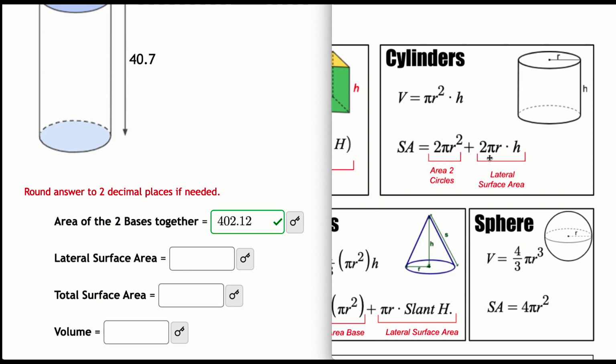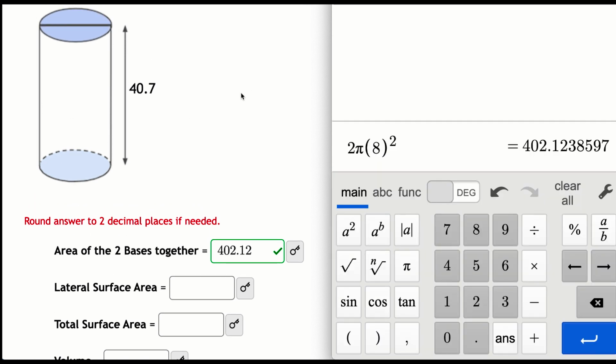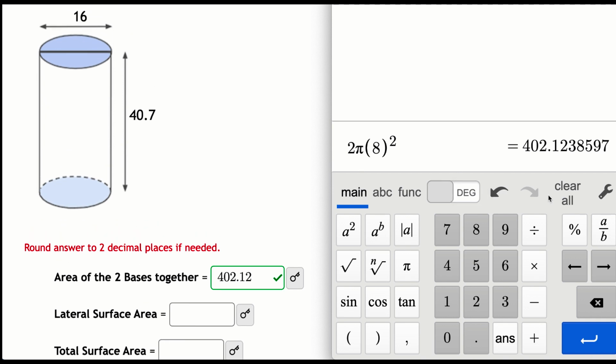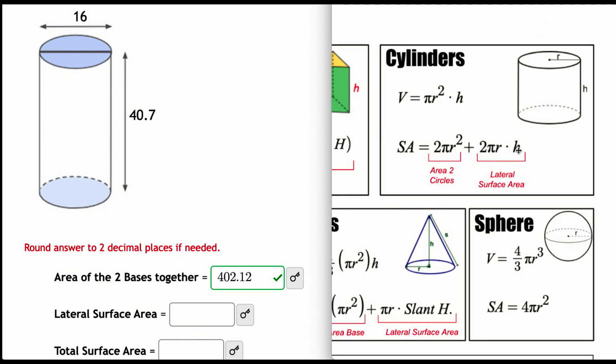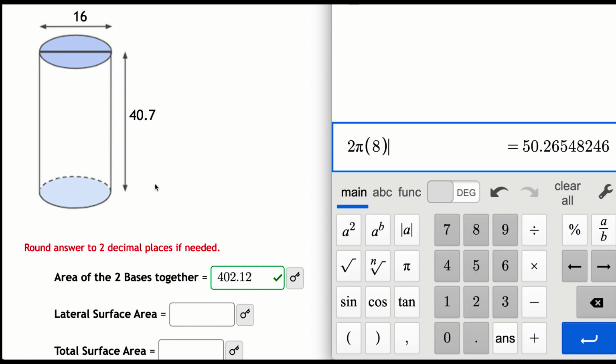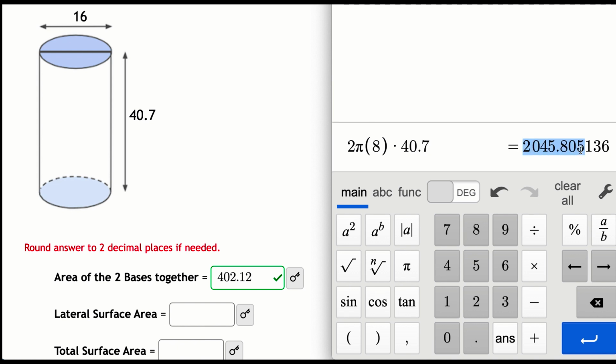When it asks for the lateral surface area, we're going to use this part of the formula, where you just do 2 pi r times the h. So let's do that right now on the calculator. 2 pi r times h. Let me clear that out. I'll go 2 pi r, so 2, and hit pi r. My radius is 8 in this case. And then to finish the formula, it says times the height. 2 pi r times the height. And the height of this is going to be 40.7. So times 40.7, I get an answer of 2045.8.